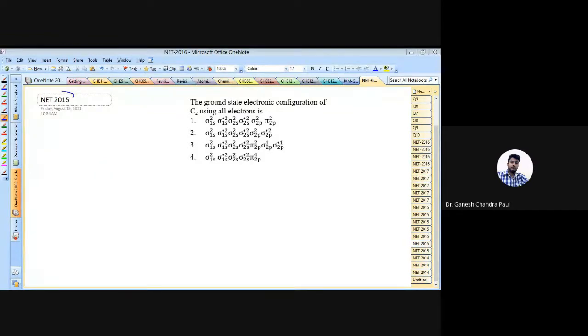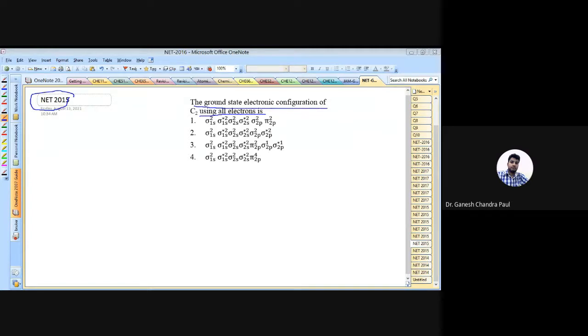That question also came in JAM 2015 exam. The question is asking the ground state electronic configuration of C2 using all electrons. You can see here, the molecular orbital electronic configuration of the C2 molecule you have to find out. So what is the exact electronic configuration of C2 molecule? Anybody? C2 molecule means it is a 12 electron species, right?